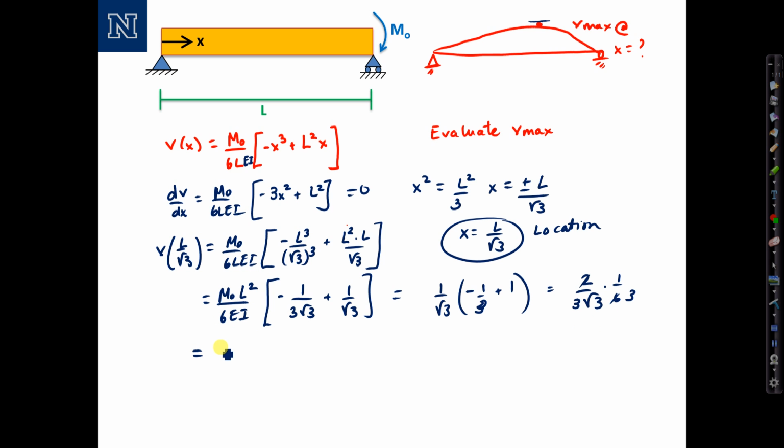Here's our answer: M0 L squared over EI times 1 over 9 root 3. That is the maximum deflection, and it is positive as we determined from our sketch. So that concludes this example.